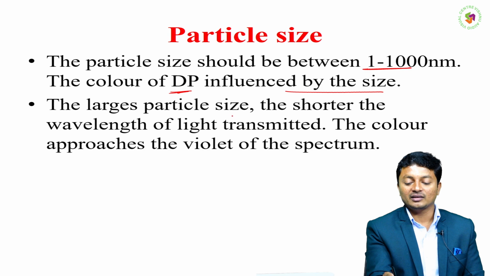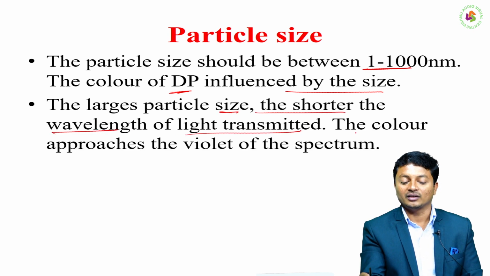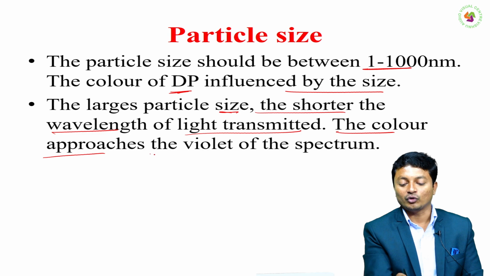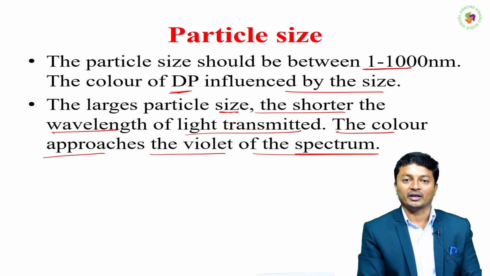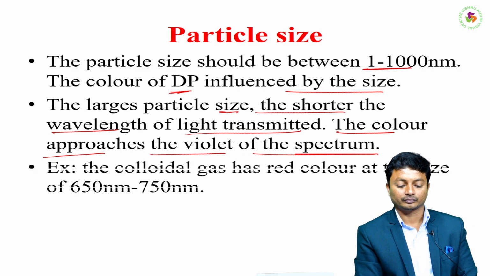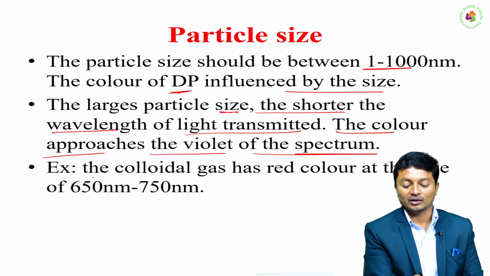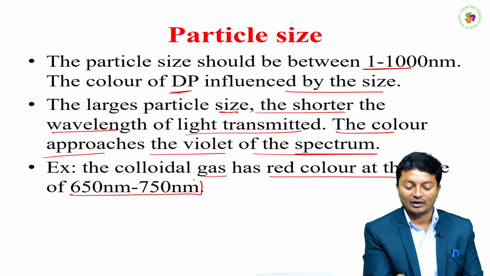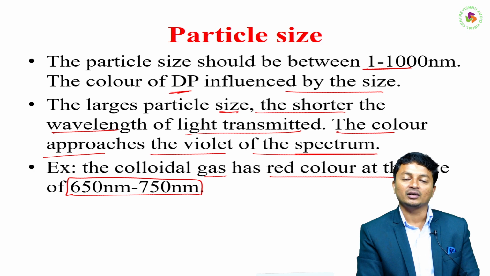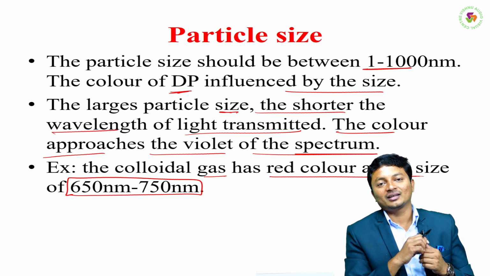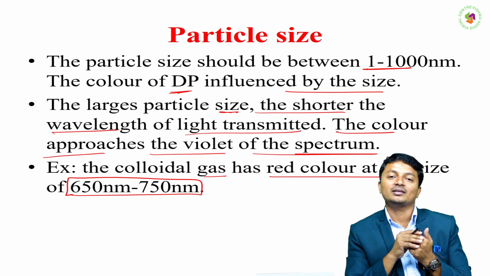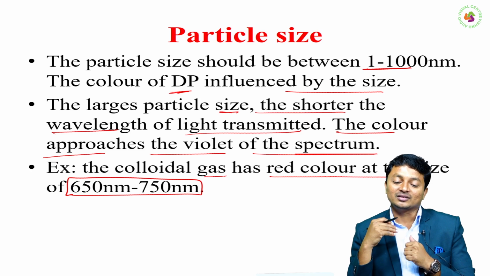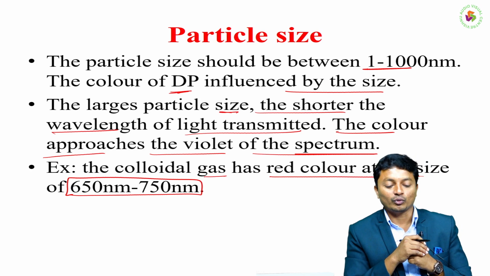The larger the particle size, the shorter the wavelength of light transmitted, and the color approaches the violet of the spectrum. For example, the colloidal gold has red color at the size 650 nanometers to 750 nanometers. So to decide the color of a particular colloidal dispersion system, the size is very important.